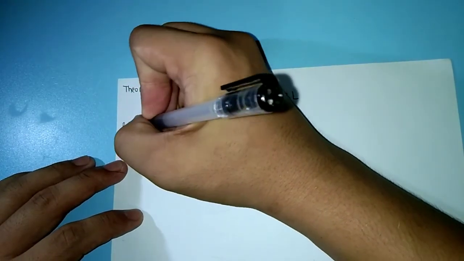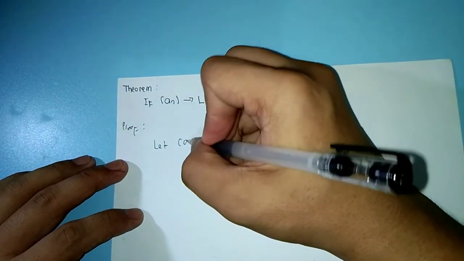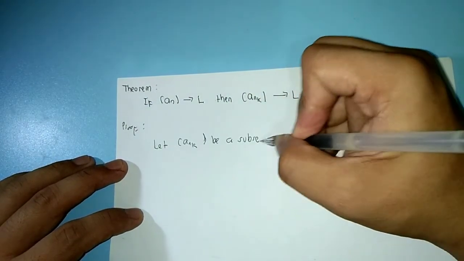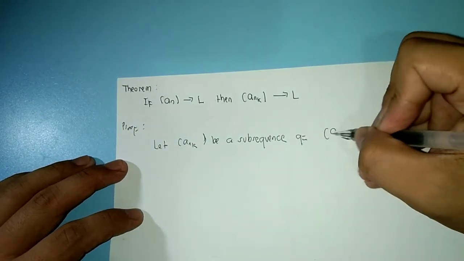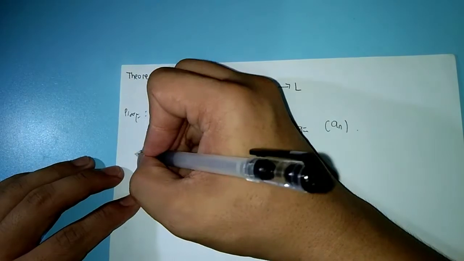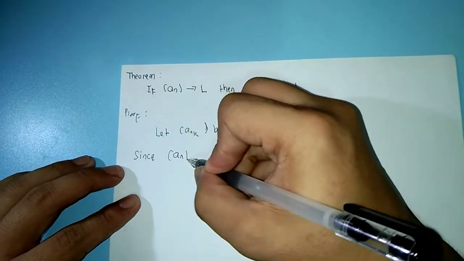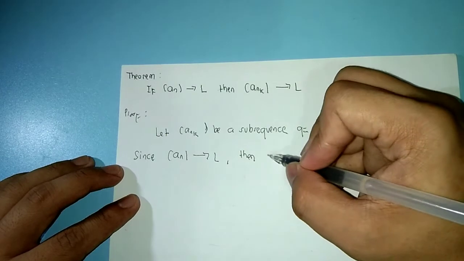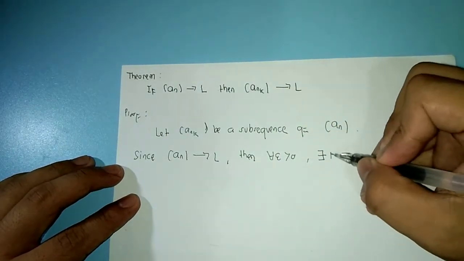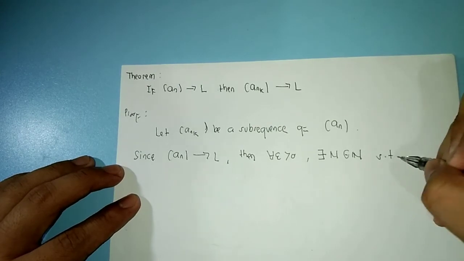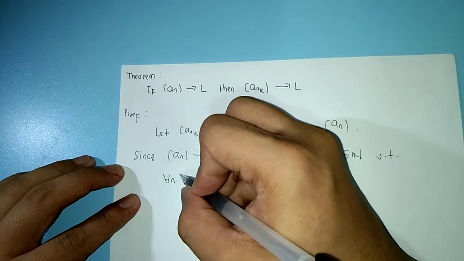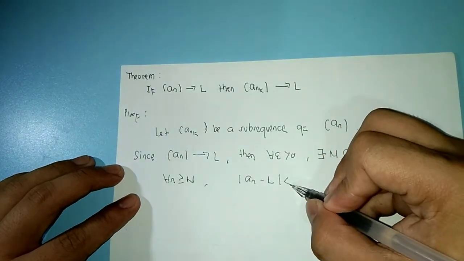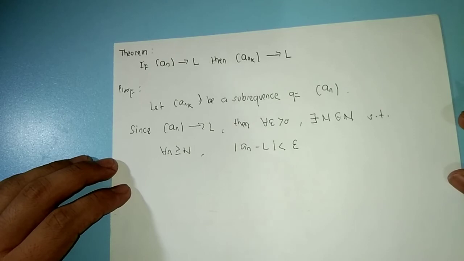So, for our proof, so syempre, assumption muna tayo, a sub n sub k be a subsequence of the sequence a sub n. So since sequence a sub n ay nagko-converge or nag-a-approach sa L, then by definition of convergent sequence, for any positive epsilon, may mag-e-exist na natural number N such that for all n greater than or equal to N, large n, the distance between a sub n and L becomes smaller than epsilon. So, yan yung definition ng convergent sequence.